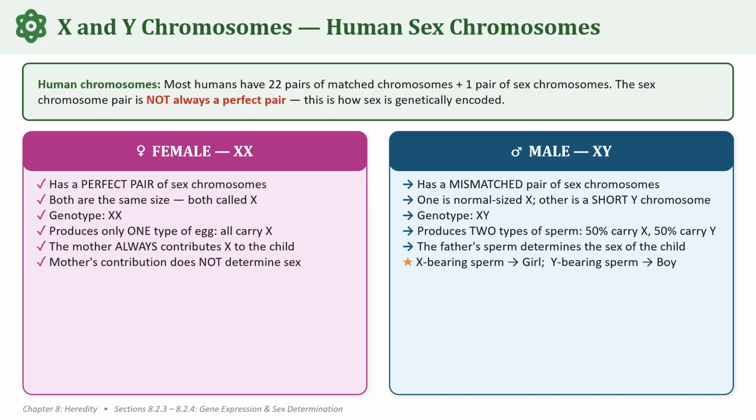But in the male, there is a mismatched pair of sex chromosomes, X and Y. So males have one X chromosome and one Y chromosome. Half of the sperm carry the X chromosome while the other half carry the Y chromosome. For example, mother X only, father X or Y.